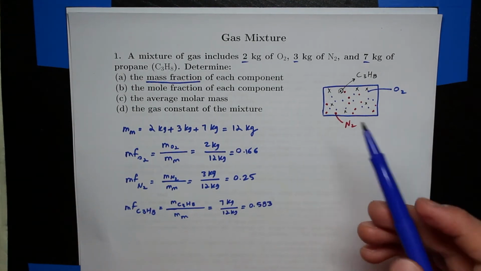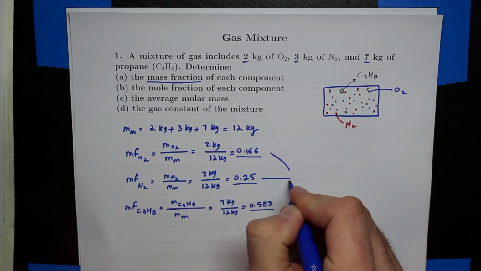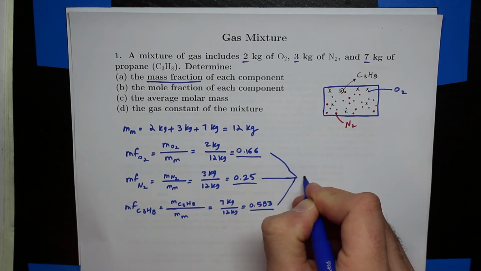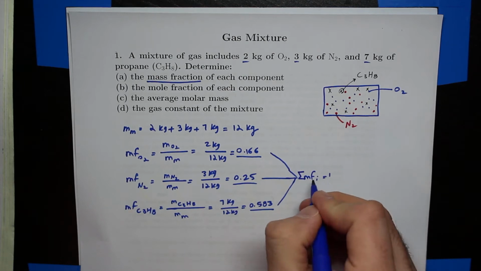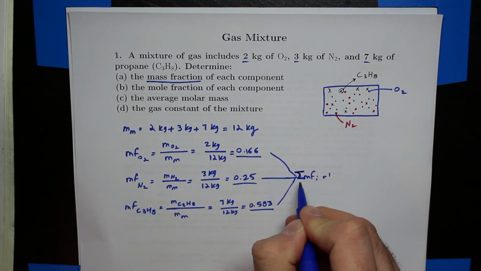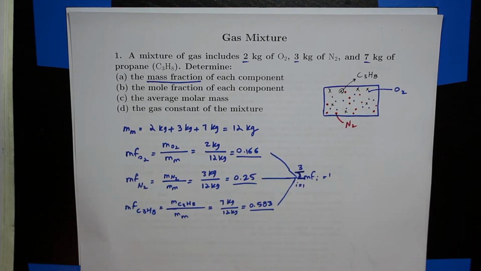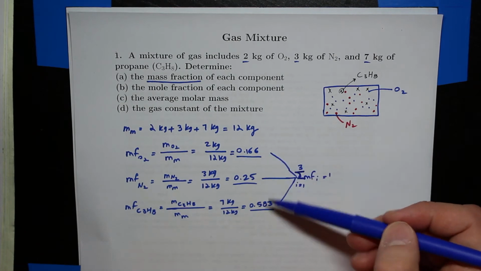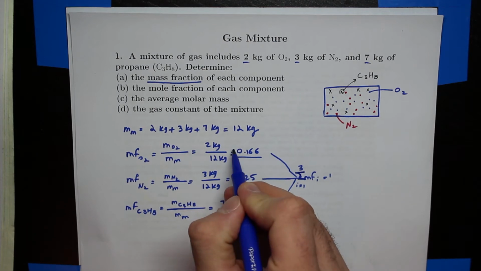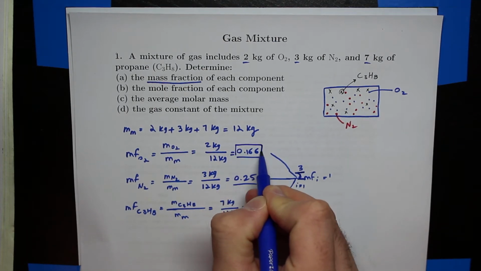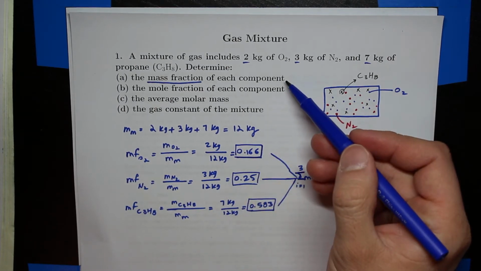Now, if you notice, the sum of these three mass fractions is equal to 1, and this is exactly what we had in the lecture. Sum of MFi is equal to 1. In this particular case, i goes from 1 to 3 because we have 3 components here. So if you just add these 3 numbers up, you will get 1. So these numbers, by the way, are the answers in part A.